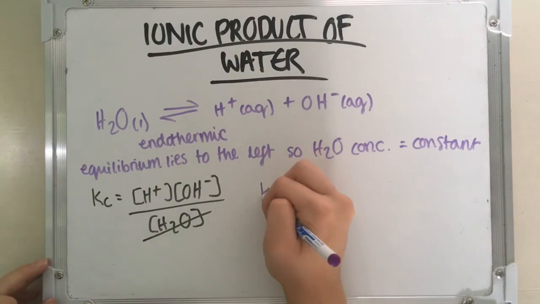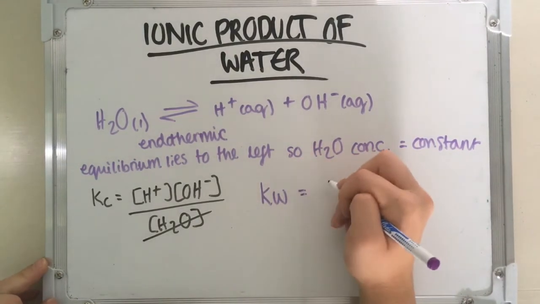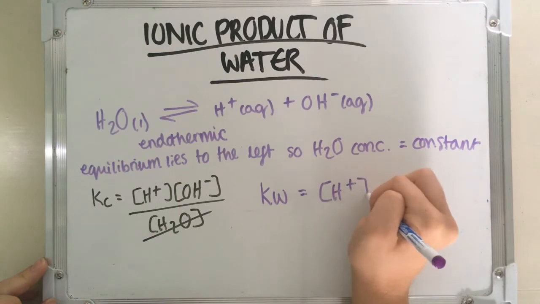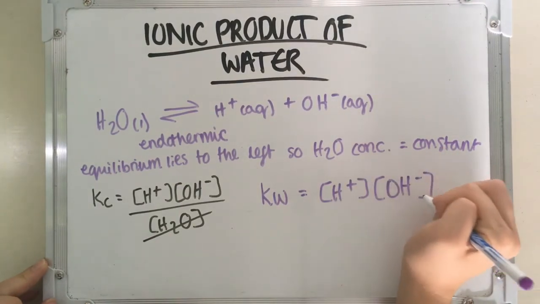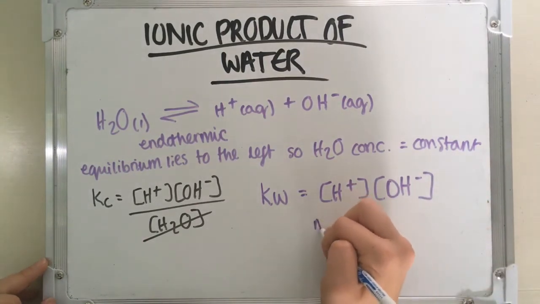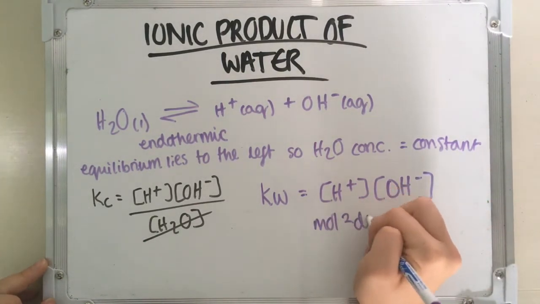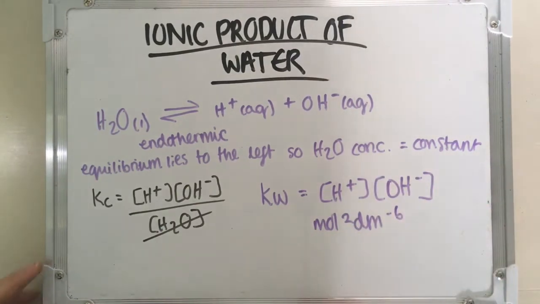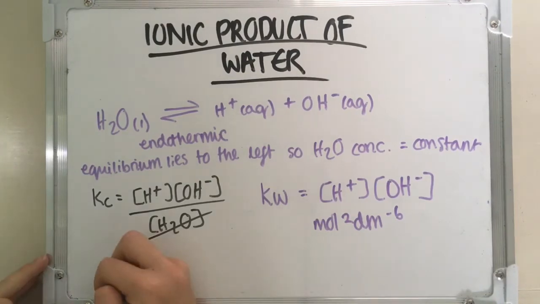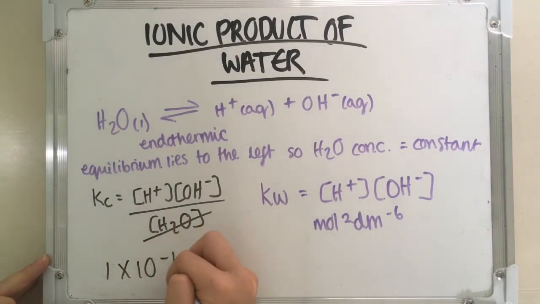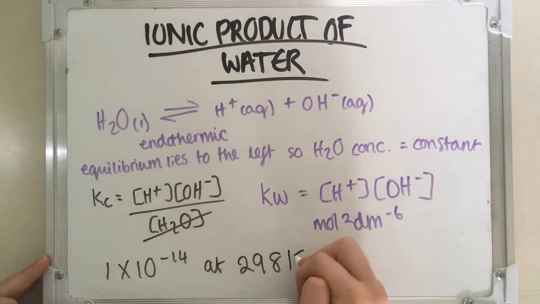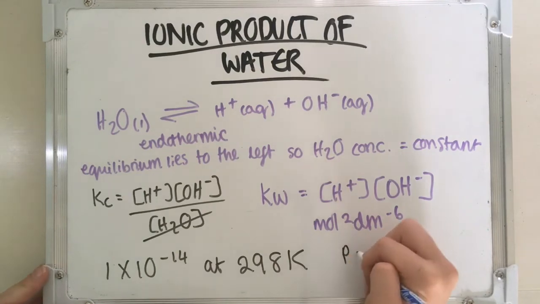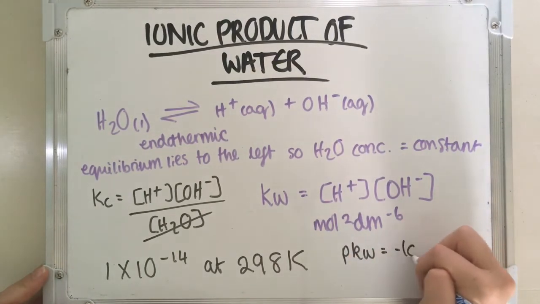So we end up with this new expression where the equilibrium constant equals the concentration of hydrogen ions multiplied by the concentration of hydroxide ions. This is known as the ionic product of water and is identified by using Kw rather than Kc. The units for Kw are moles squared dm to the minus 6. At 298 Kelvin, the value for Kw is always 1 times 10 to the minus 14. pKw can be calculated in a similar way to pKa.